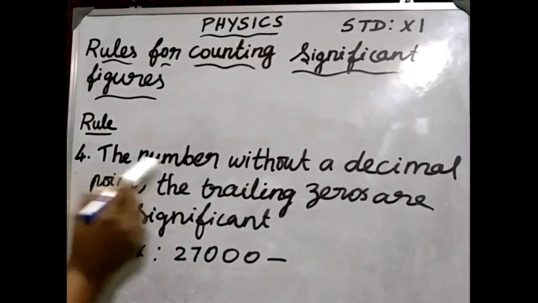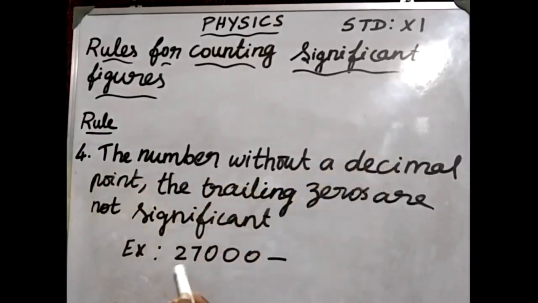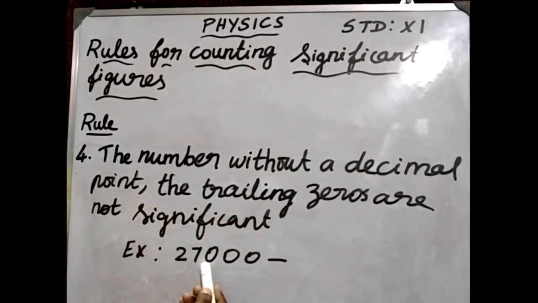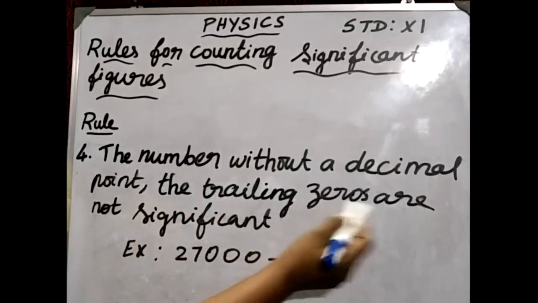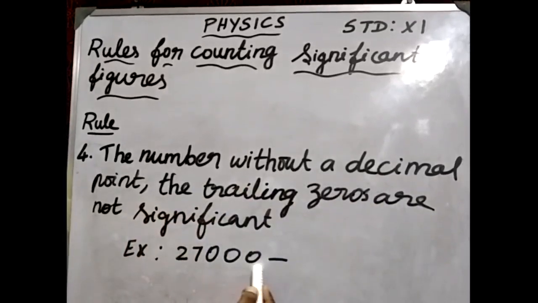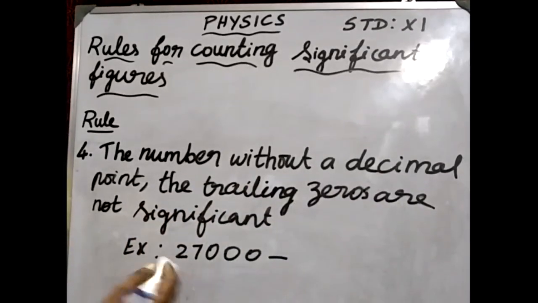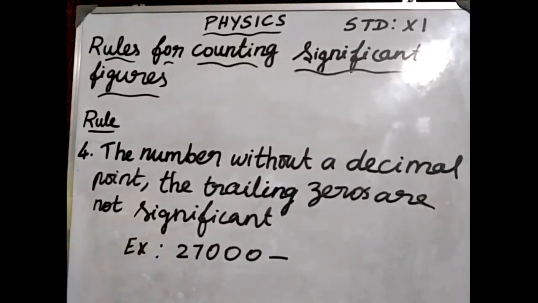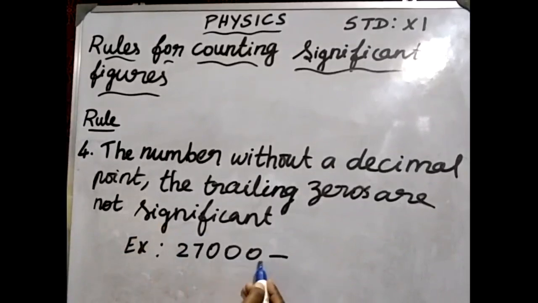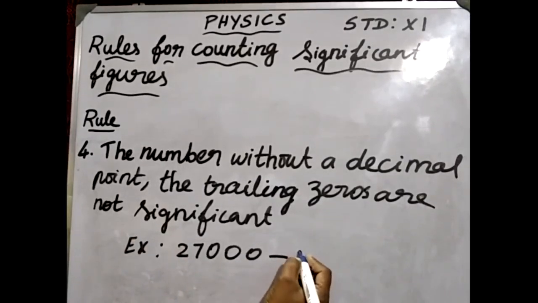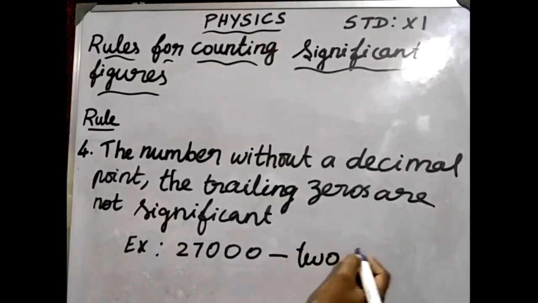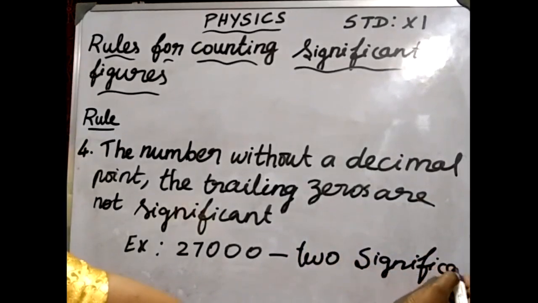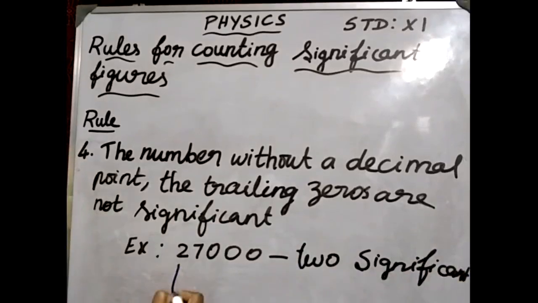Fourth rule, the number without a decimal point. This number is without a decimal point. The trailing zeros, here we have 3 trailing zeros, are not significant. So the significant figures of this number are 1, 2. These 3 are not significant. So this number has 2 significant figures.